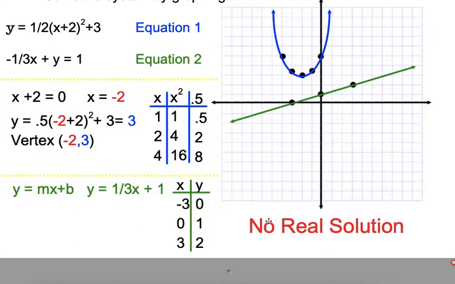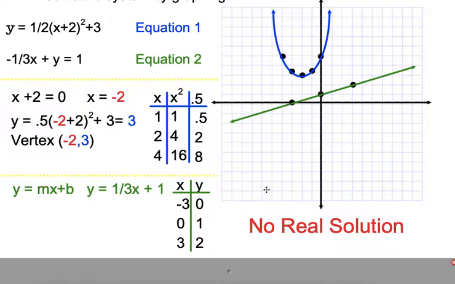I drew my line and then I noticed, hey, these things are never going to intersect. It's kind of like when we did linear systems, you would have parallel lines that would never intersect. So then, since they have no point of intersection, what we say is it has no real solution.